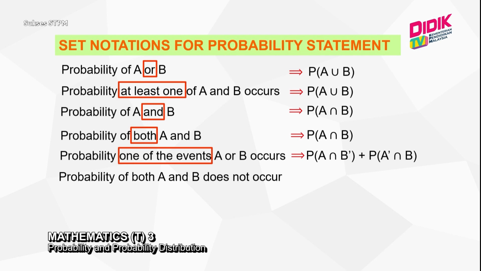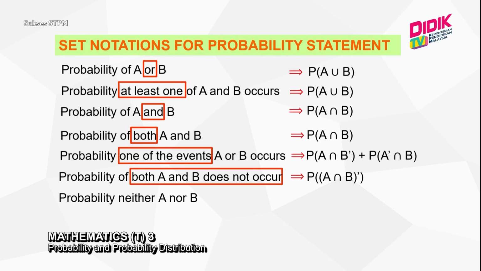So clearly you can see both A and B do not occur. So here we can see very clearly A intersect with B. Why A intersect with B, Sean? Because of the both. Yes. Does not occur, prime. That's right. Okay, then we continue.